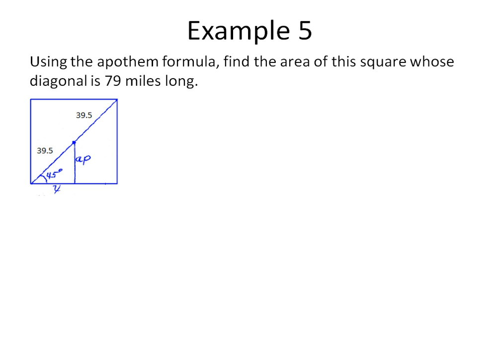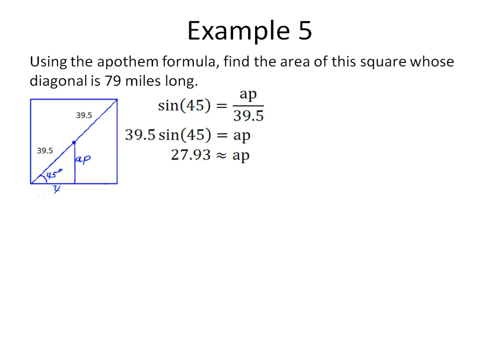Okay, so once again we have the 45, 45, 90 triangle. We need to find the apothem and the length of x. So the sine of 45 is equal to the apothem over 39.5. So 39.5 times the sine of 45 is equal to the length of the apothem. So 27.93 is approximately equal to the apothem length.